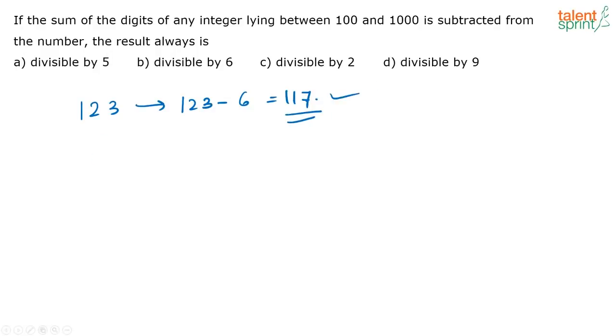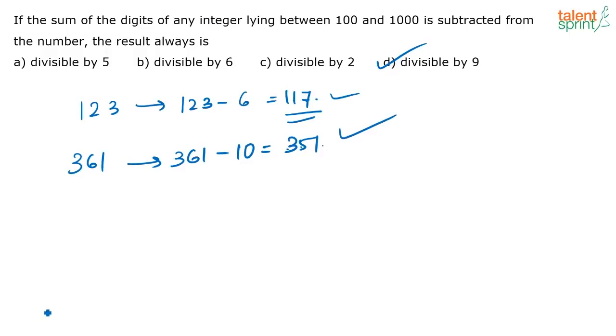Okay. Take one more number. Don't stop with one number. Try one or two random numbers to be sure that that is the answer. Similarly, take another number, let's say 361. Now, if you take 361, 3 plus 6 plus 1: 3 plus 6 is 9, 9 plus 1 is 10. So 361 minus 10 will give you 351. Add these digits, you get 9. So this number is also divisible by 9. So all such numbers will be divisible by 9 and the correct answer is option D.